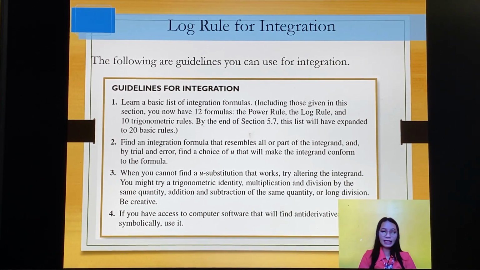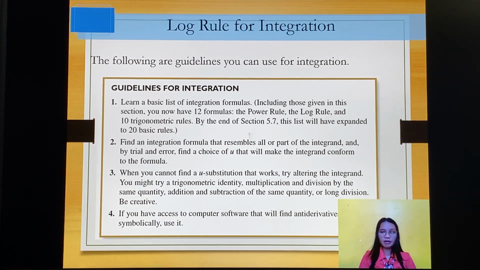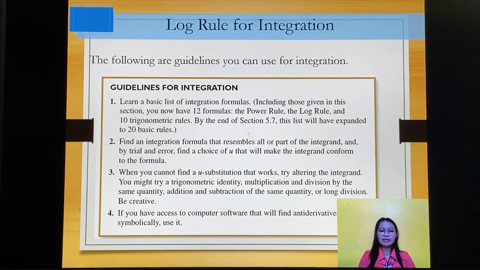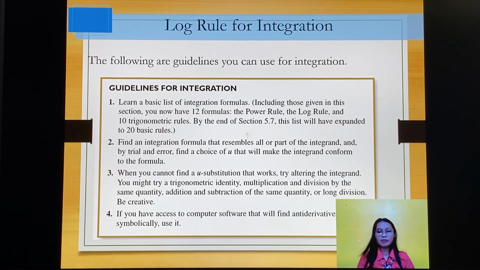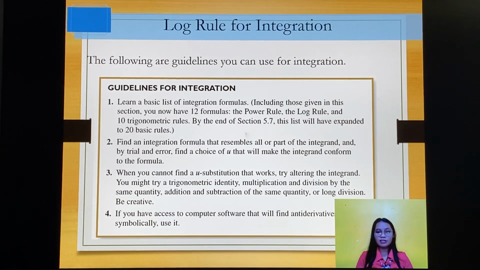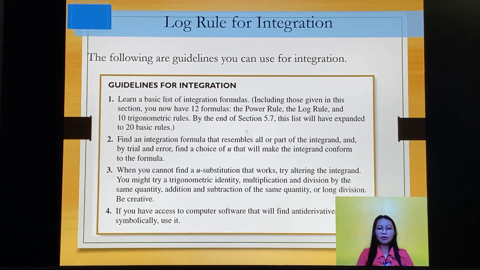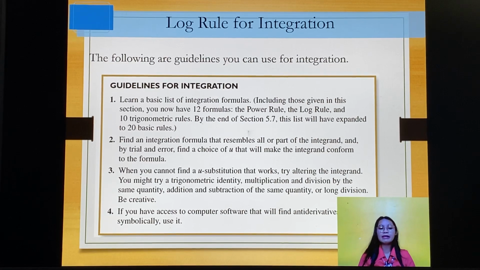The following are the guidelines that we can use for integration. These are the four guidelines for integration. The first one: we need to learn the basic list of integration formulas. This will include those given in the section. You now have 12 formulas: the power rule, the log rule, and the 10 trigonometric rules.